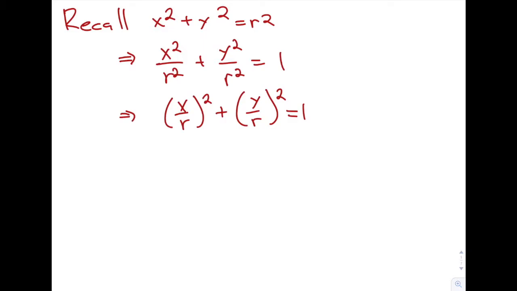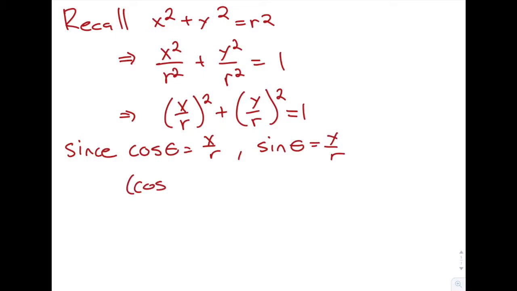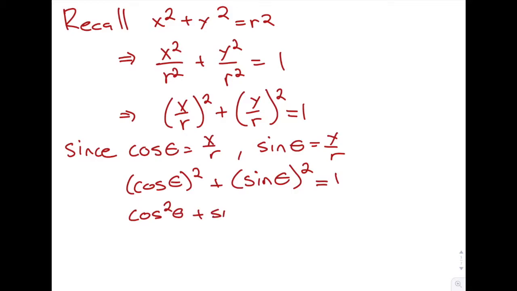And those are just our trigonometric ratios. We know that cosine theta equals x over r, and sine theta equals y over r. So we can just say cosine theta squared plus sine theta squared equals 1. And remember that we can unambiguously write this as cosine squared theta plus sine squared theta equals 1. So that's a nice quick proof from the Pythagorean theorem of the first Pythagorean identity.